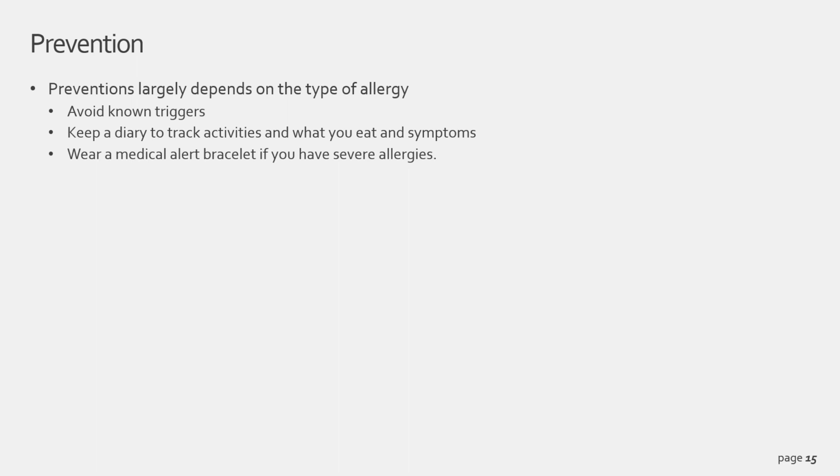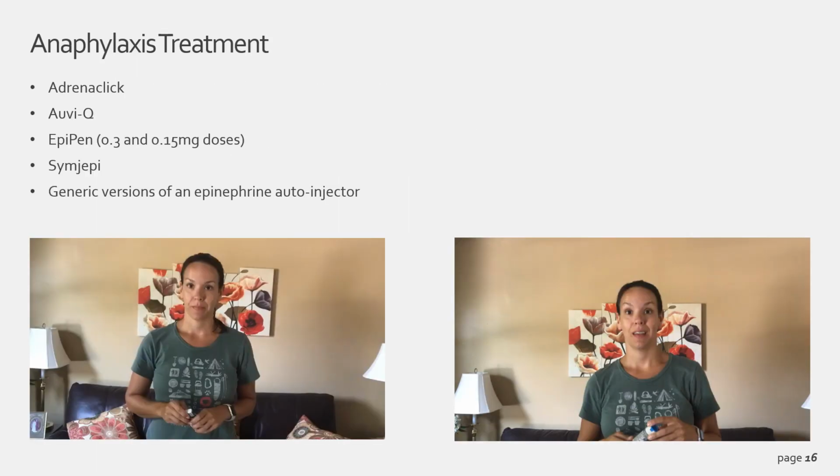Prevention. Prevention largely depends on the type of allergy. Avoid known triggers. Keep a diary to track activities and what you eat and symptoms. And wear a medical alert bracelet if you have severe allergies. Anaphylaxis treatment can include Adrenaclick, Auvi-Q, EpiPen, Simjepi, or generic versions of an epinephrine auto-injector.